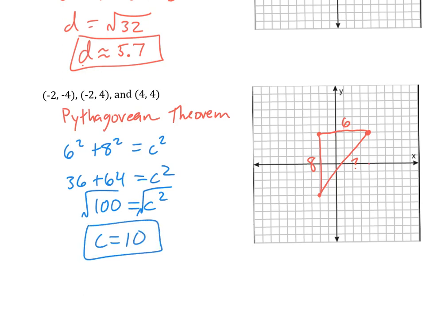And that is because 6, 8, and 10 form a Pythagorean triple, right? So if you knew that right away, you could look at 6 and 8 and say, oh, this is a Pythagorean triple. We know that the length of the hypotenuse is going to be equal to 10. So with finding the length of a hypotenuse from a graph, you can either use the distance formula or you can use the Pythagorean theorem, whichever makes the most sense to you.